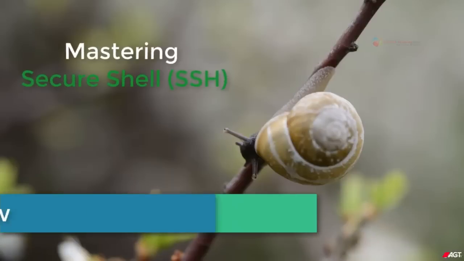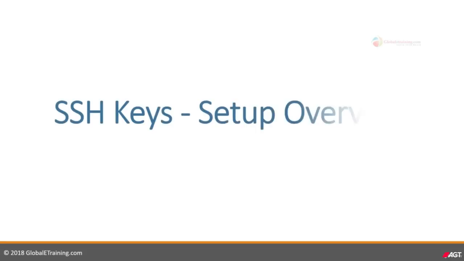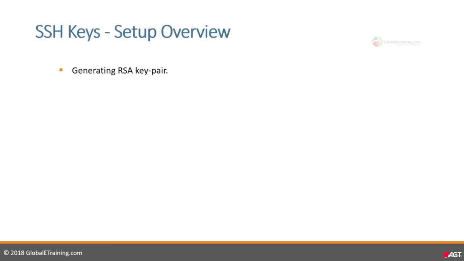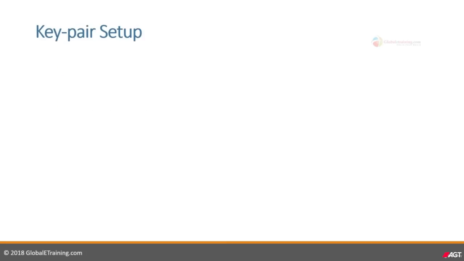Hello everyone, welcome back. In this video, we will look at the key pair setup overview for SSH. First, we will generate an RSA key pair, then copy the public key to the target machines. Here, we assume that the target machine has SSH installed and is running. Next, we will SSH to the target machine using these keys. Here is the concept with visual aids.